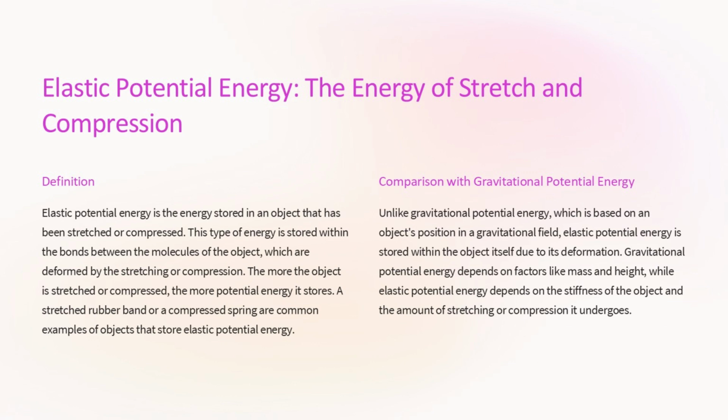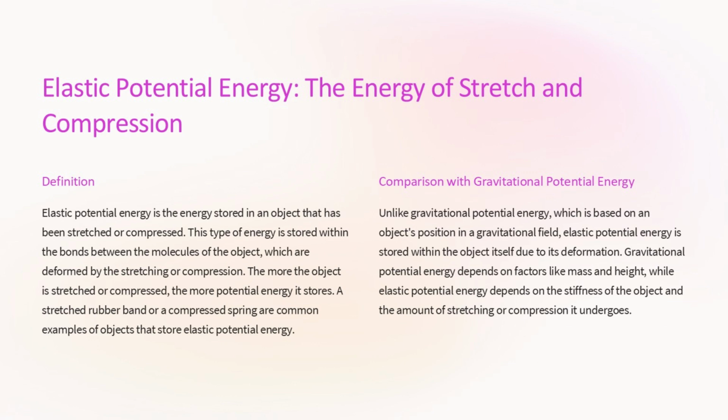Elastic potential energy is the energy stored in an object when it is stretched or compressed. This energy is stored in the bonds between the molecules of the object, which are deformed by the stretching or compression. The more an object is stretched or compressed, the more potential energy it stores. Examples of objects that store elastic potential energy include stretched rubber bands and compressed springs.